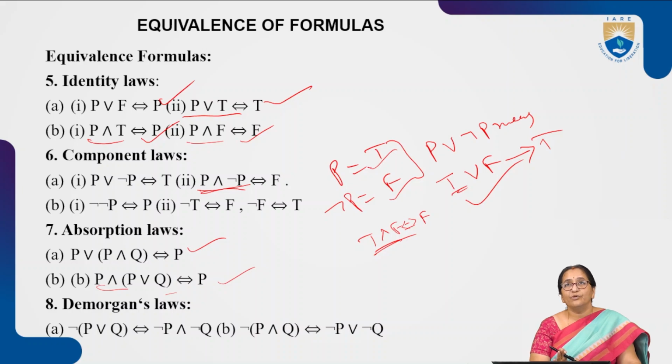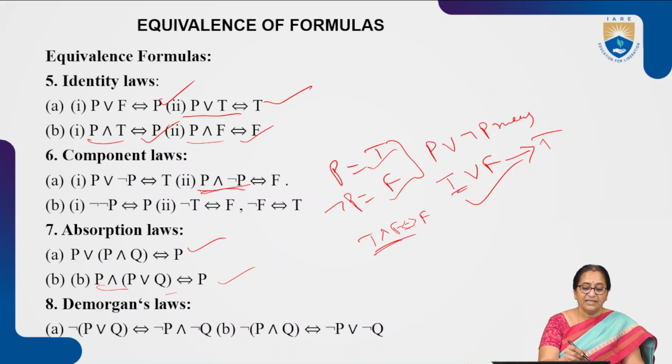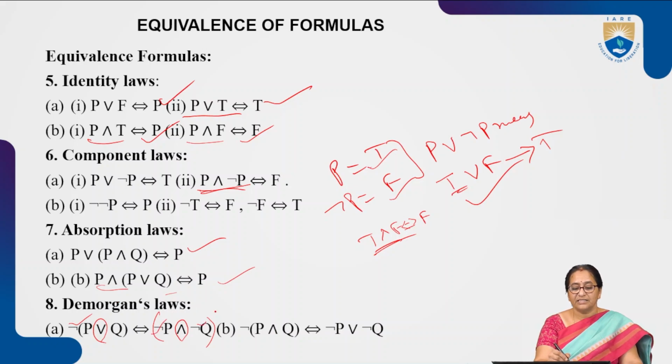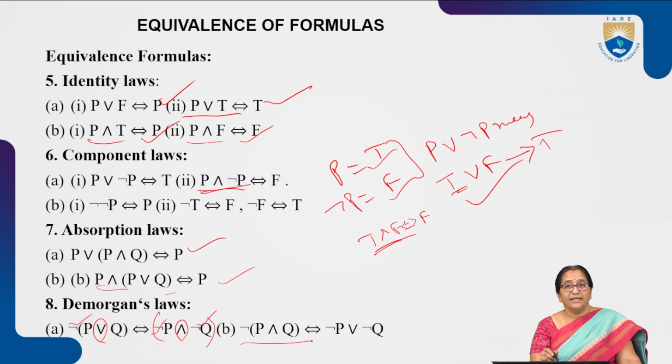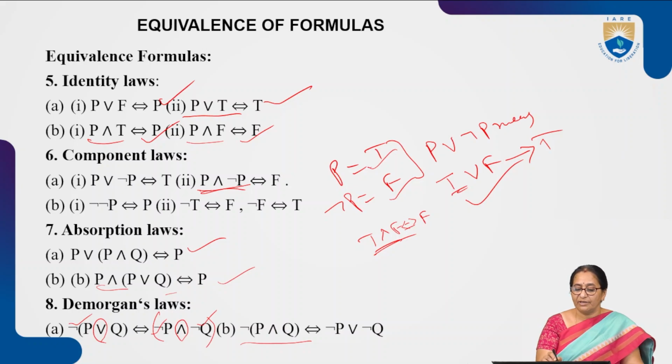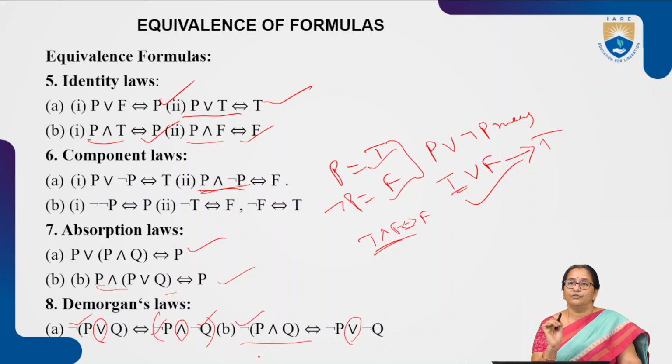The next law is De Morgan's laws. In De Morgan's laws, negation of (P or Q) is equivalent to negation of P and negation of Q. Here the OR operation is converted into an AND operation. Similarly, negation of (P and Q) is equivalent to negation of P or negation of Q, where the AND operation is converted into an OR operation. The negation is distributed to both P and Q values.